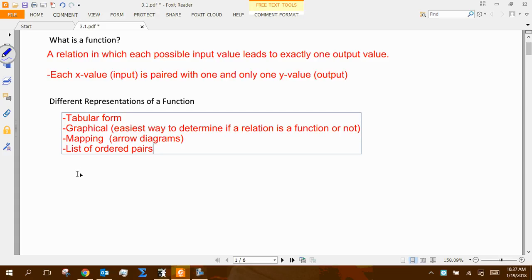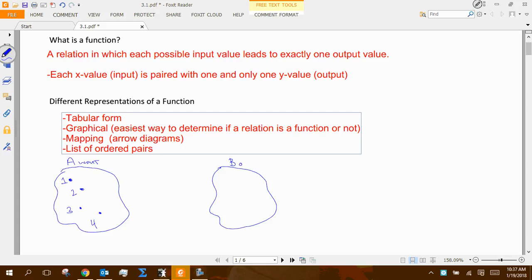A mapping usually looks something like this. Usually they take a set of objects, so let's just call this set A. And in that set we might have our x values, or input values. They could be anything, but obviously it's nice to use numbers for us. So let's say I put 1, 2, 3, and 4 in. And they should then be paired up with some set B. So these were our input. These are our output.